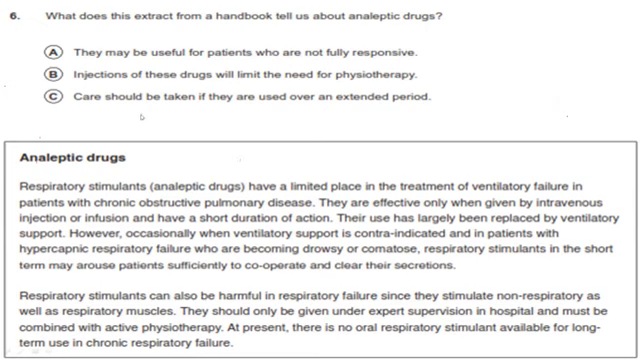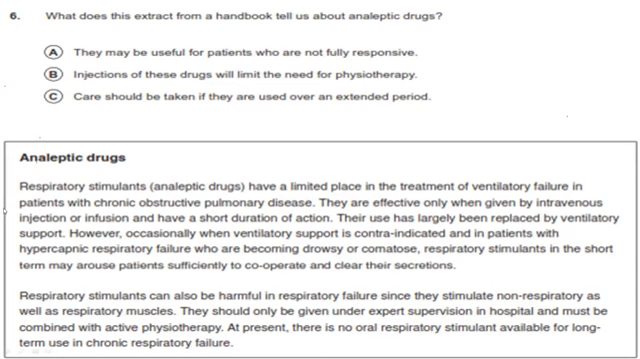Have you answered this question? Yeah, my answer, I think it is A. A? Okay. Can you read this text loudly? Respiratory stimulant analeptic drugs.